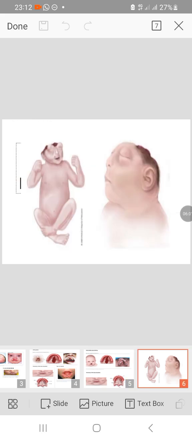Now let's move to microcephaly. This is now microcephaly. Microcephaly is the same kind of congenital disease, but in microcephaly you find that there is a problem in the head. The head is short. What happens in microcephaly?